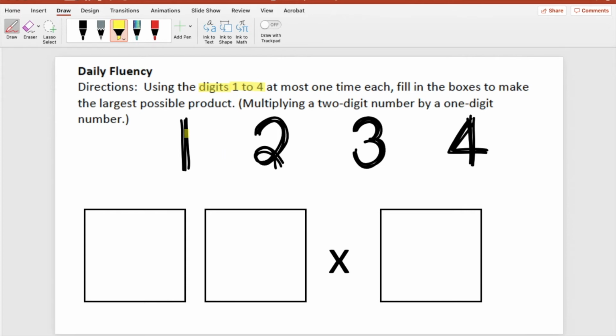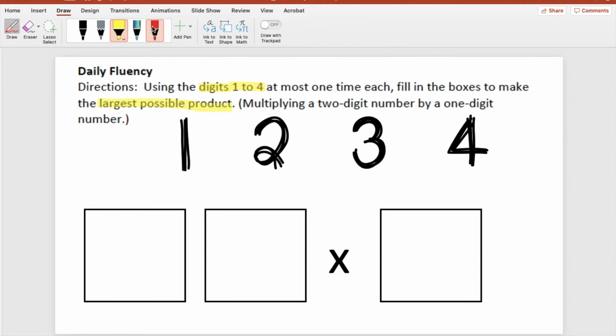That means they want us to think about the numbers 1, 2, 3, and 4. We are only thinking about these numbers right now. Using the digits 1 to 4 at most one time each. So we're going to use these numbers, and each number only gets used one time. Some numbers won't get used at all. Fill in the boxes to make the largest possible product.